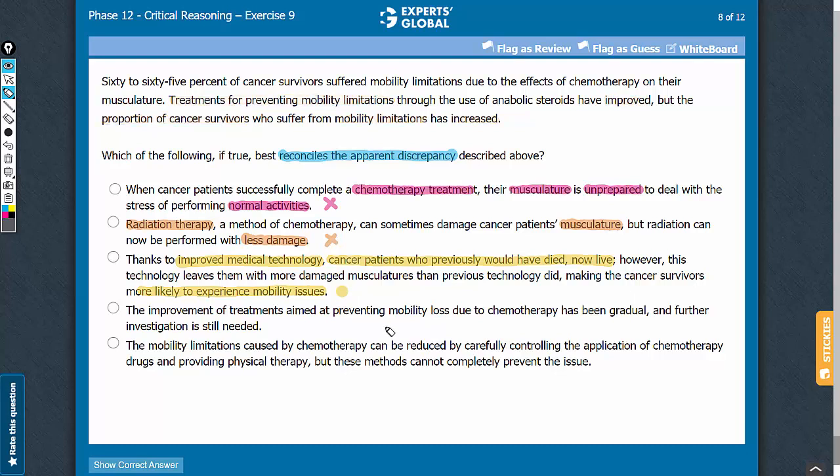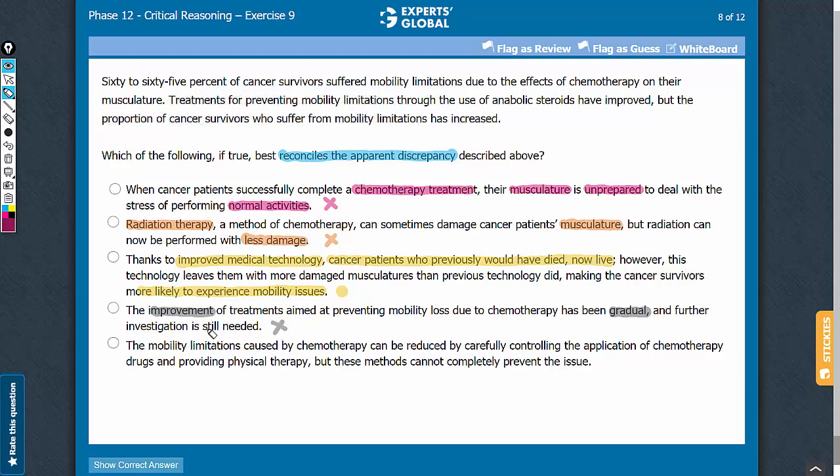Answer choice D. The argument mentions that the treatments for preventing mobility limitations have improved, whereas this answer choice says that this improvement is gradual. Even if this is so, this answer choice does not rule out that there is an improvement. So this answer choice raises further concern over rather than explain why the proportion of cancer survivors that suffer from mobility limitations has increased. So let's eliminate this answer choice.